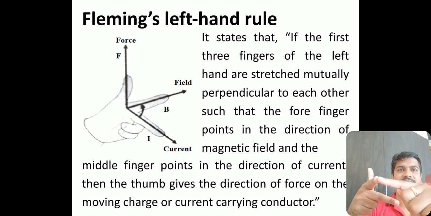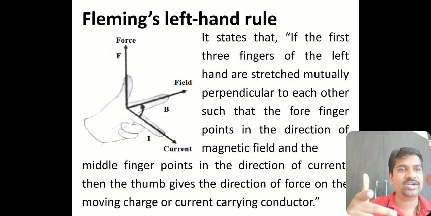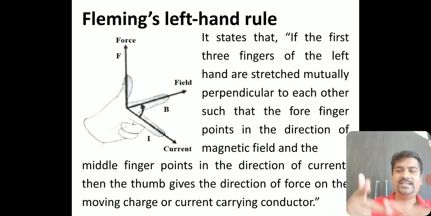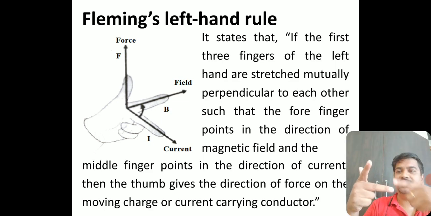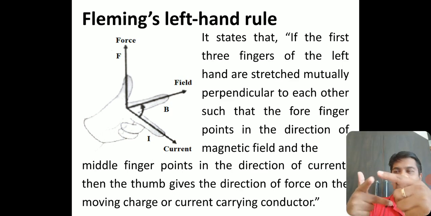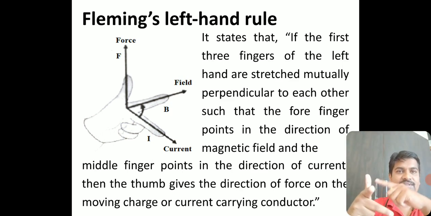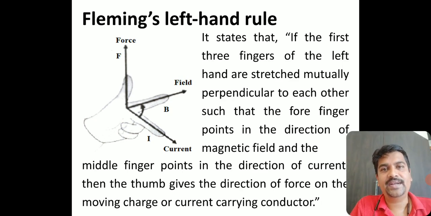This is the magnetic field, this is the current, and this is the direction of the force experienced by the charged particle when it is placed in a magnetic field. Current means velocity direction. This is the direction of velocity and this is the direction of magnetic field. This will give you the direction of the force experienced by the charged particle when it is moving in a magnetic field.